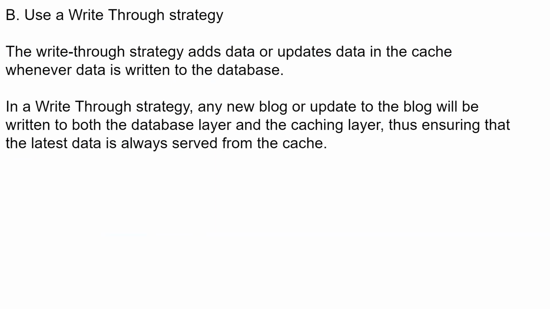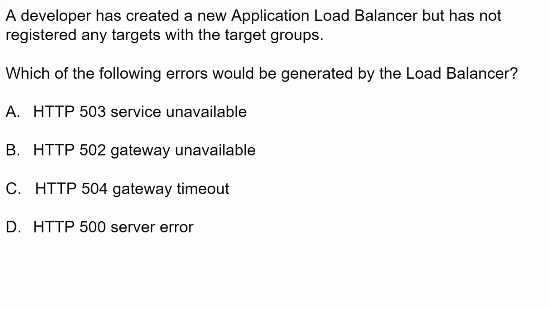Use a write-through strategy. The write-through strategy adds data or updates data in the cache whenever data is written to the database. In a write-through strategy, any new blog or update to the blog will be written to both the cache and the database.